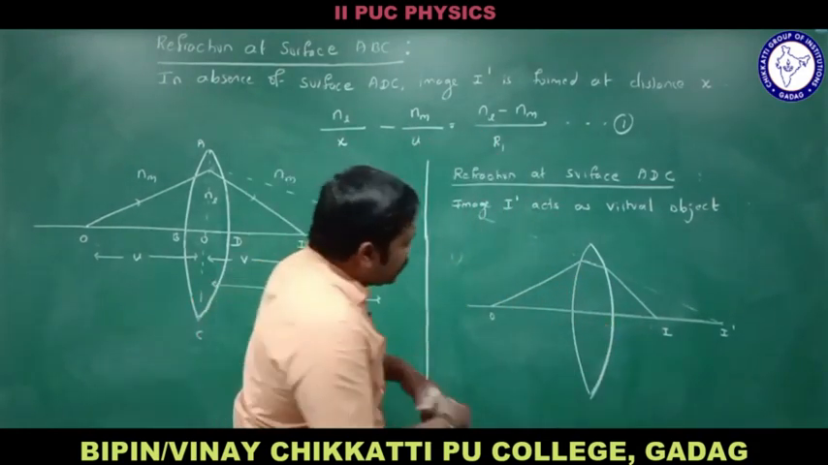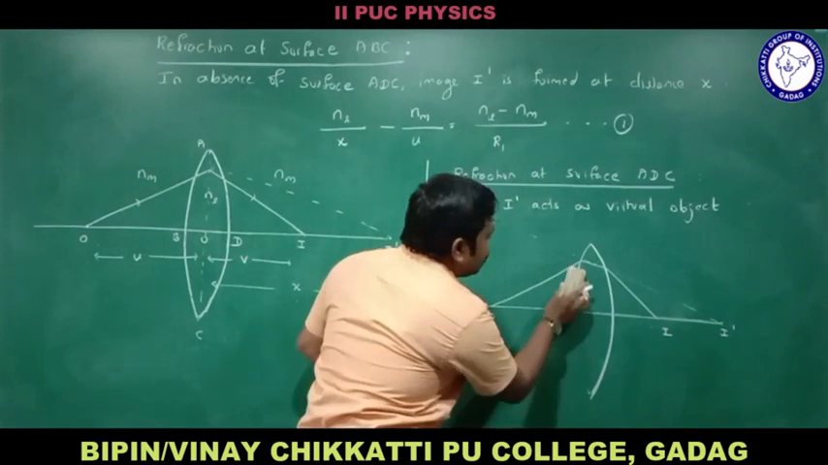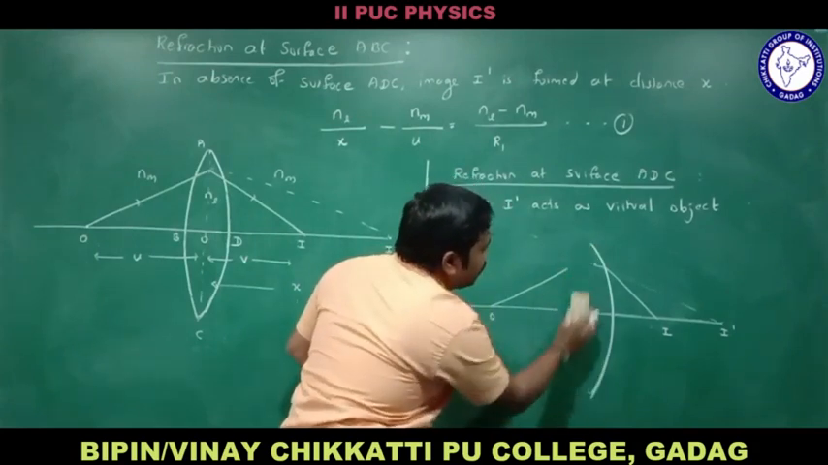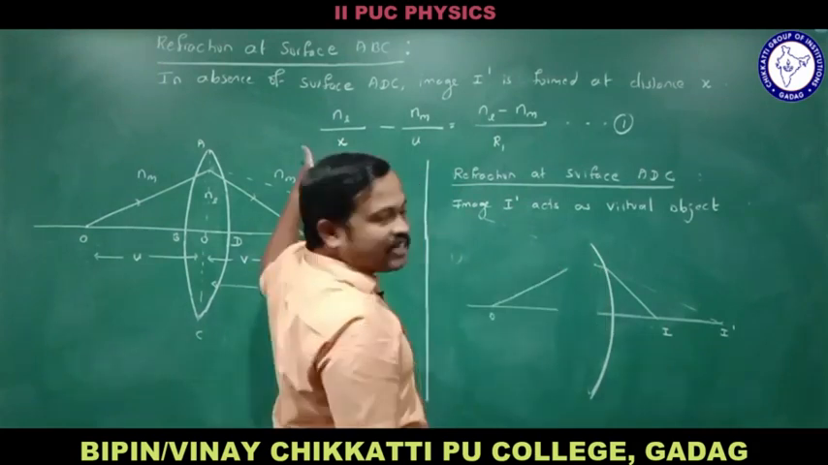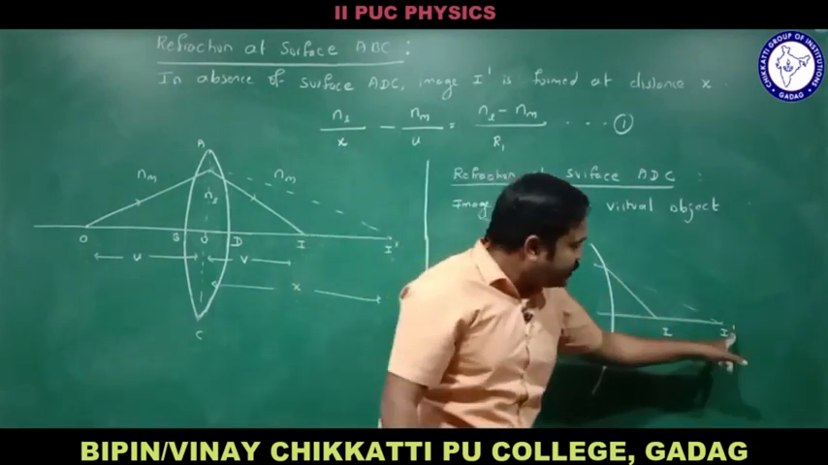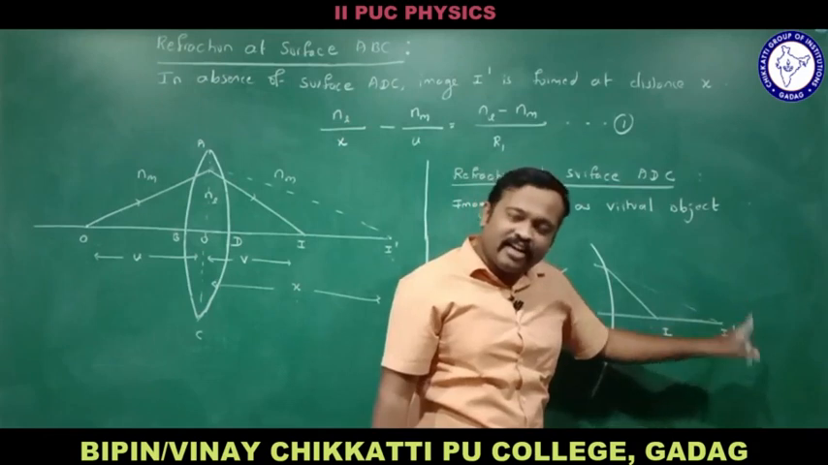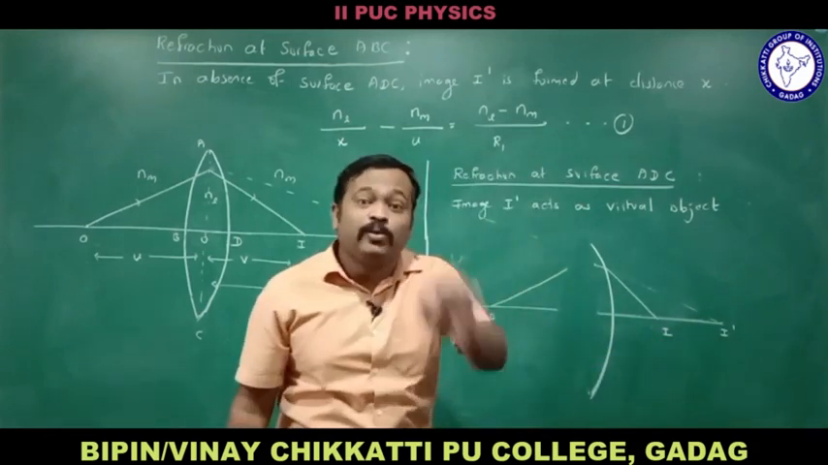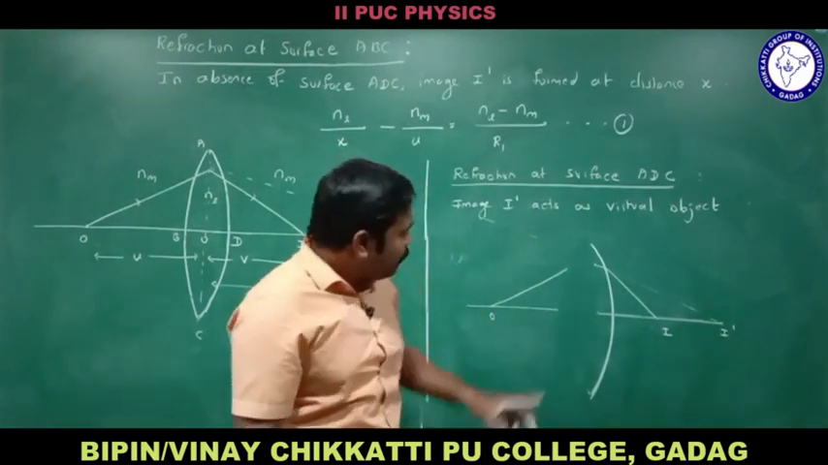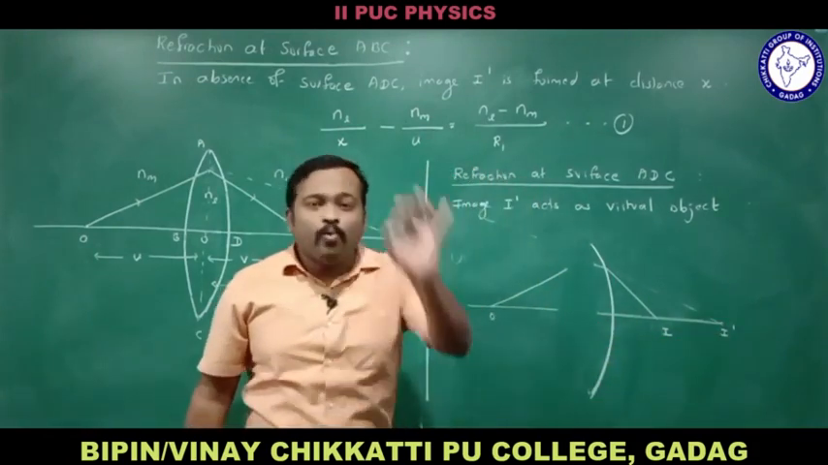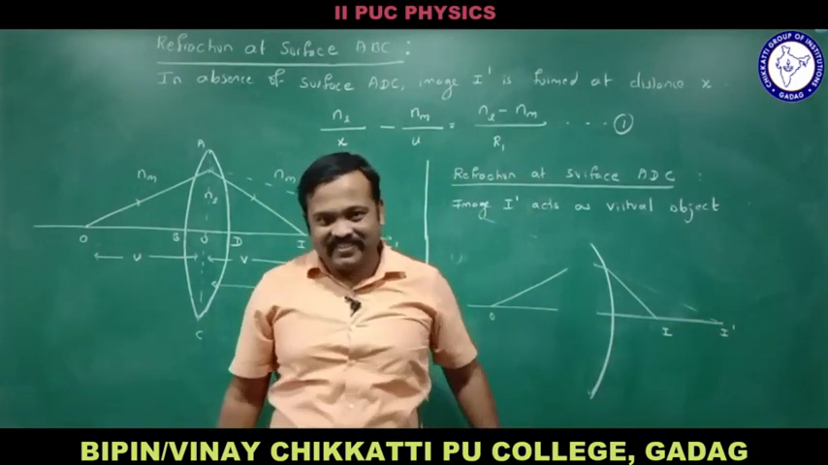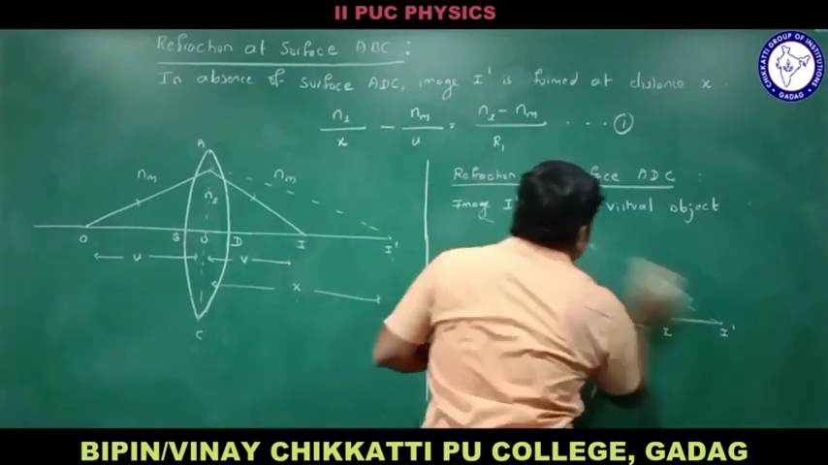Just to understand, I'm speaking about the second surface. Shall I remove the first surface? If I remove it, what is the incident ray? This is the incident ray. Then where should the object be? There is no object here, but if I extend this, there is an object here. So let me call I dash the virtual object. Do you remember, for the second surface, what is I dash? I dash is the virtual object. Do you understand this?